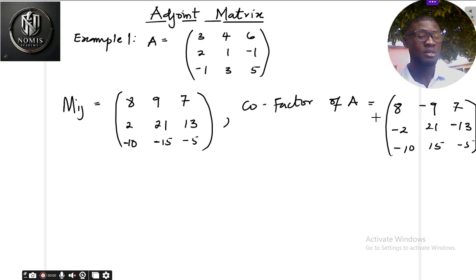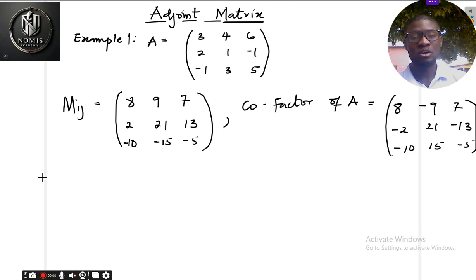Plus multiplied with 8 gives plus 8. Minus multiplied with 9 gives minus 9. Plus multiplied with 7 gives plus 7. Minus multiplied with 2 gives minus 2. Plus multiplied with 21 gives plus 21. Minus multiplied with 13 gives minus 13. Plus multiplied with minus 10 gives minus 10. Minus multiplied with minus 15: minus times minus gives plus, so that makes it 15. And then minus multiplied by plus gives minus, and then we have 5. So this is the cofactor of matrix A.